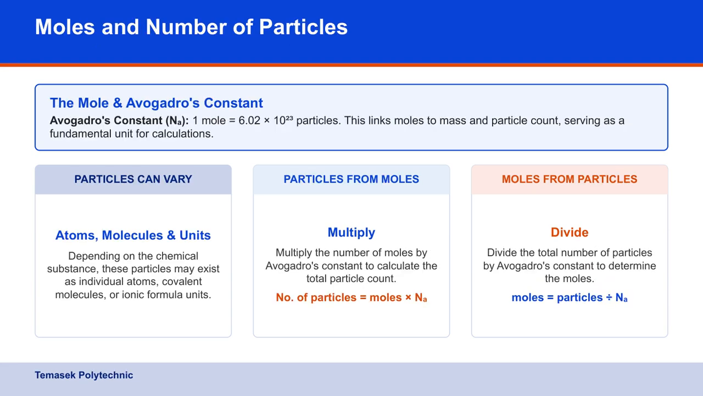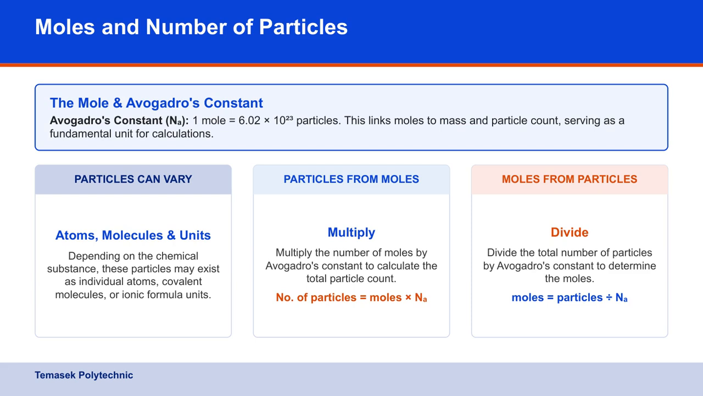Now, let us talk about one of the most important bridges in chemistry, the mole and Avogadro's constant. 1 mole of any substance contains 6.02 times 10 to the power of 23 particles. That number is Avogadro's constant. Think of it like a dozen, except instead of 12 eggs, you have 602 sextillion particles. Those particles can be atoms, covalent molecules, or ionic formula units, depending on the substance involved.